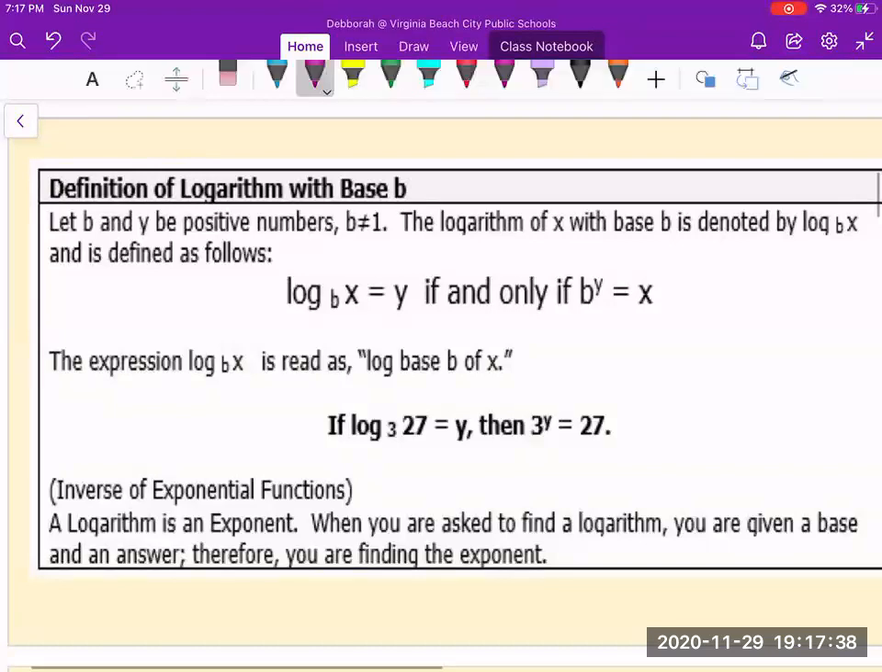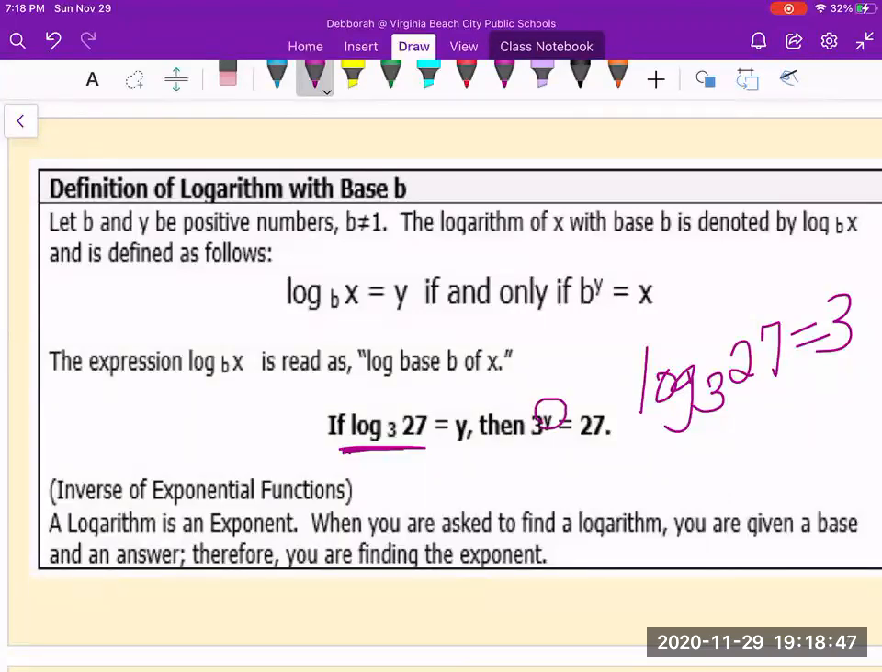Hence, since 3 to the third equals 27, then log base 3 of 27 equals 3. Notice the inverse, that this is an inverse of an exponential function. A logarithm is an exponent. Here is our log. Notice log base 3 of 27 equals y. The log is the exponent.